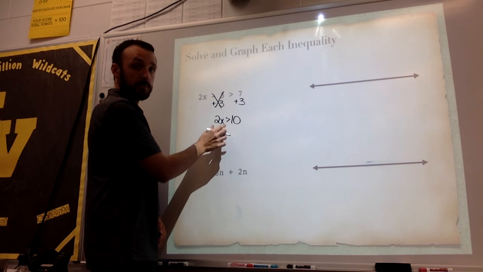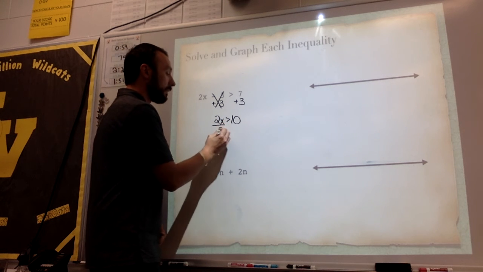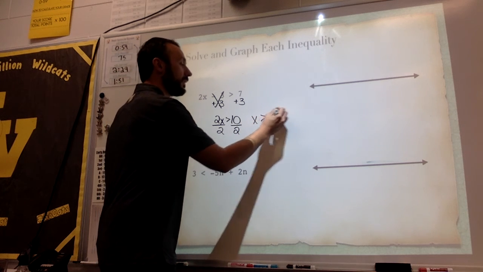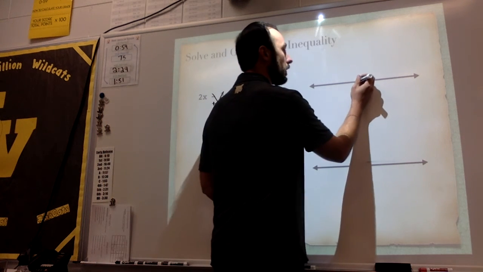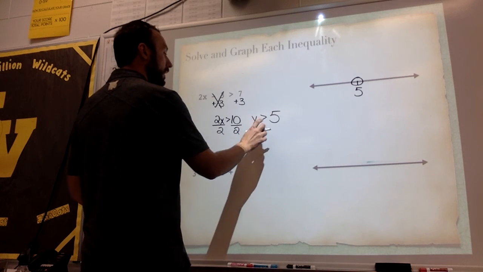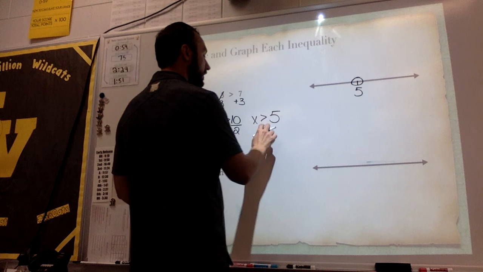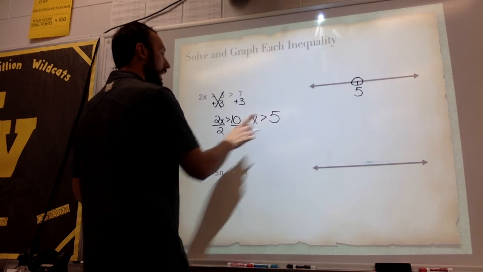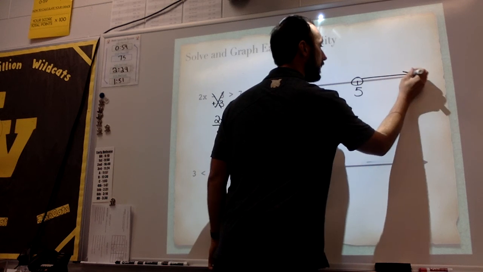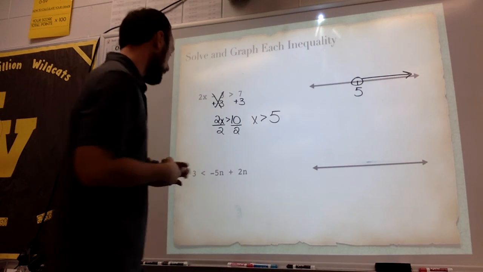I've isolated my term. Now I need to isolate the variable. Divide by 2. Divide by 2. I get the solution x is greater than 5. Come over here, graph it. Make a spot for my 5. Circle it. No, I do not fill it in because there's no equal to sign, so it's not part of my solution set, and I want all the numbers greater than 5, so it's going to go to my right.